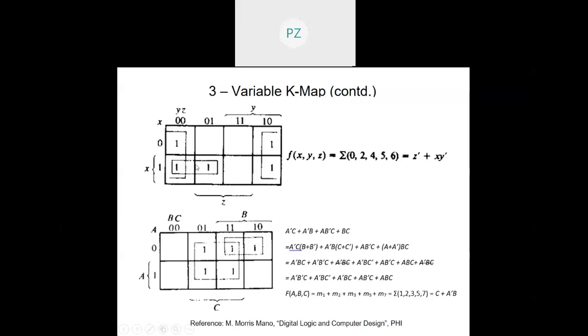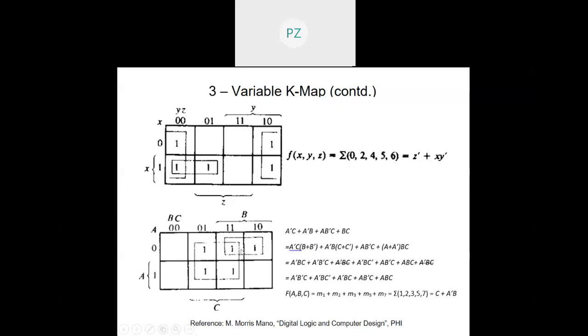When I combine these two, I get x because x is constant as 1, and z is varying. So z will get eliminated, y dash because y is 0. So x y dash. So for the canonical sum of product form of this function, the minimized function would be z dash plus x y dash.